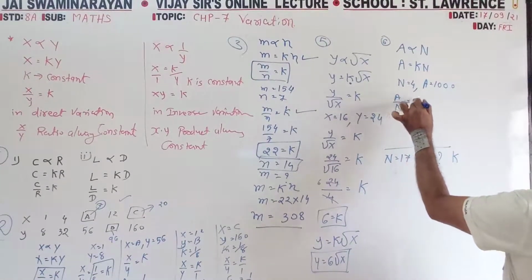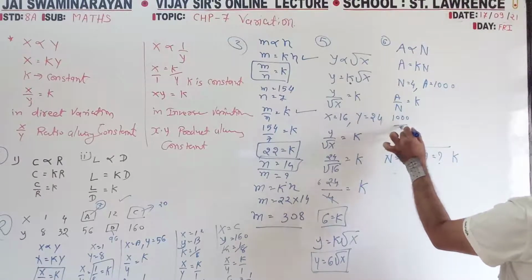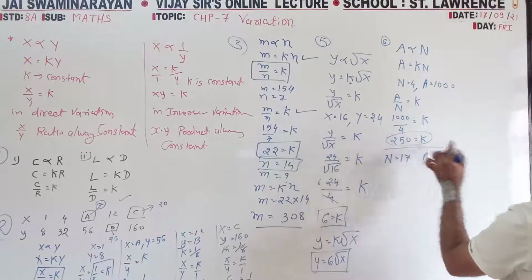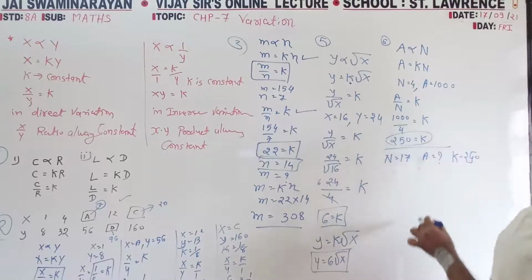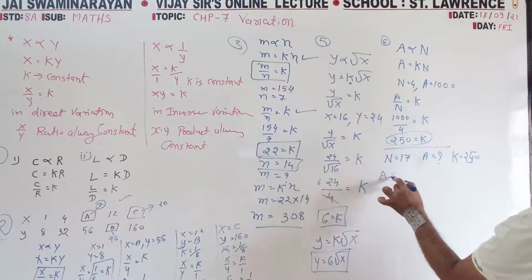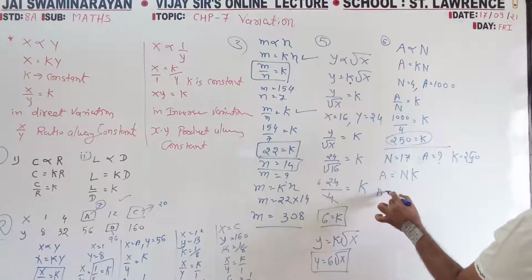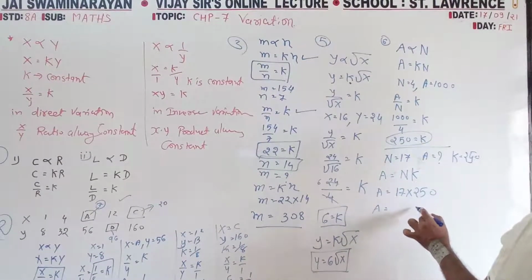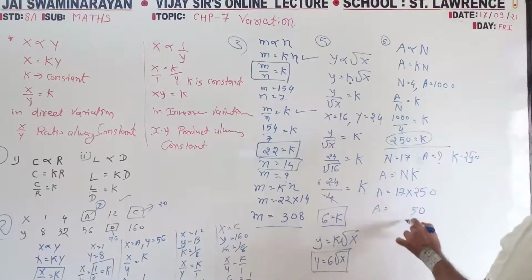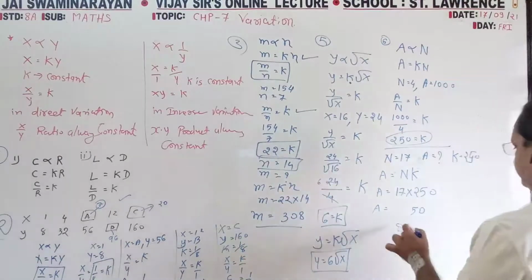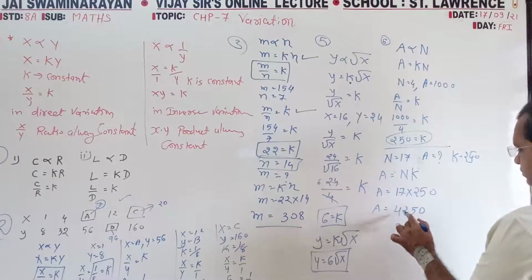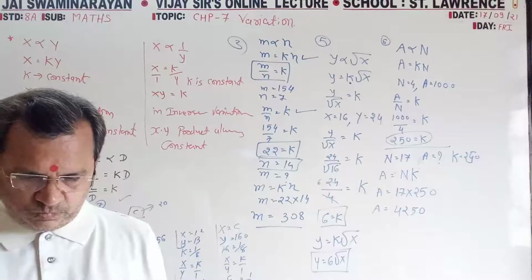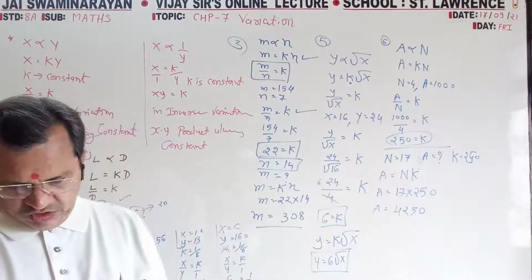So A by N is equal to K. Amount is 1000 divided by 4, it is K. So 250, it is K. So same formula, A is equal to NK. It will be 4250. This is 7.1.